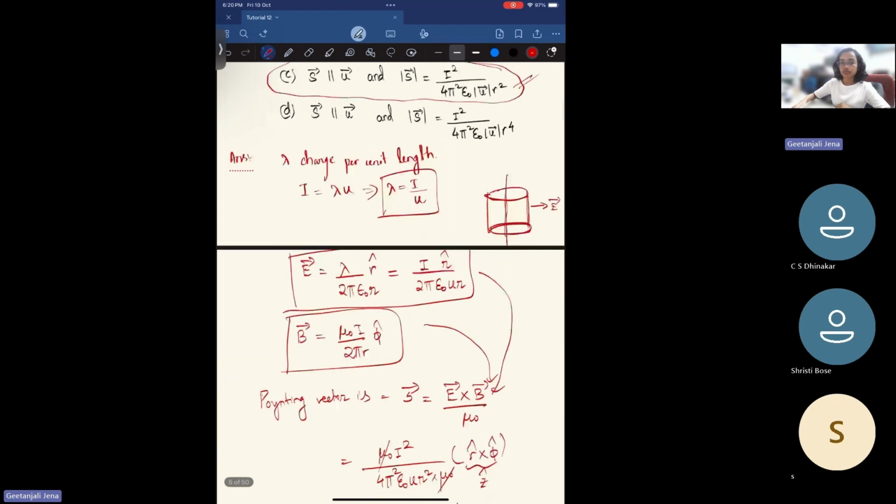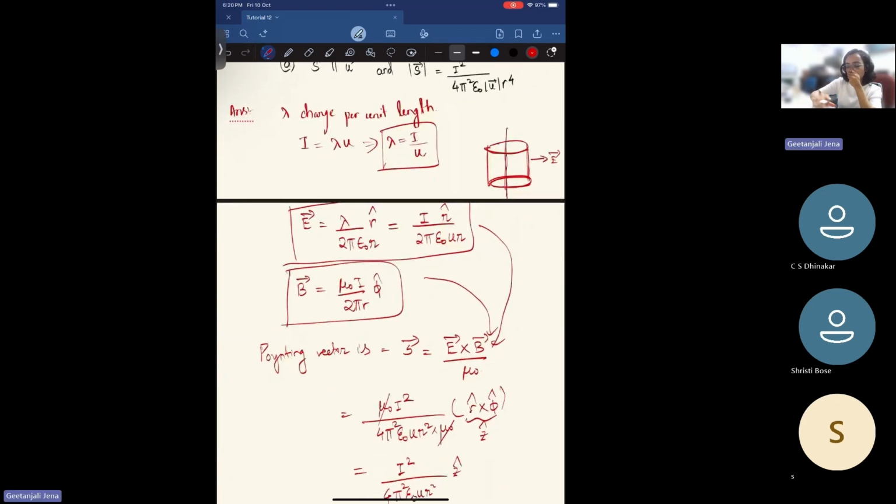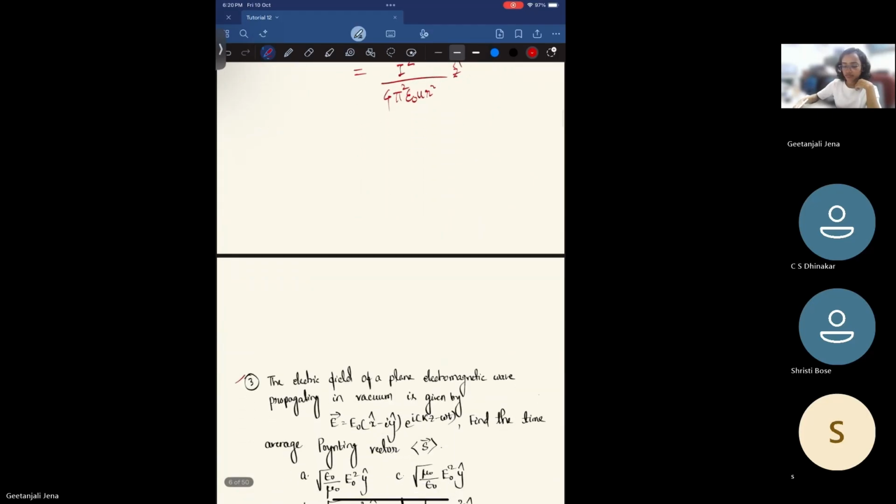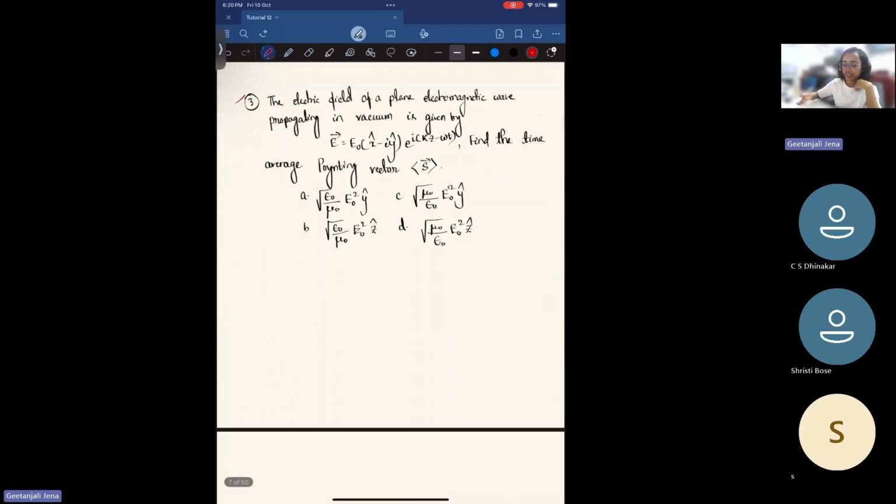So is this clear? Okay, let us see our next problem. We have the electric field of a plane electromagnetic wave propagating in vacuum. It is E0 times x cap minus i y cap, to the power i (kz minus omega t). Find the time average Poynting vector.